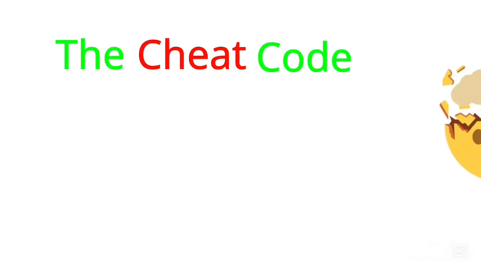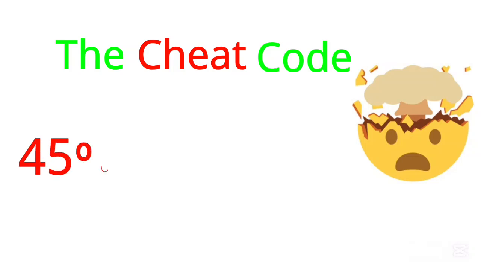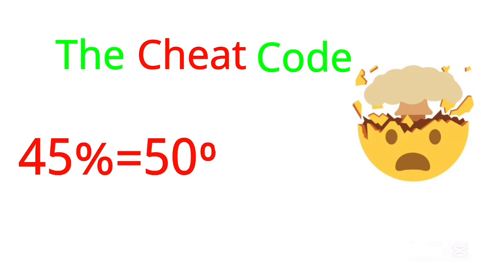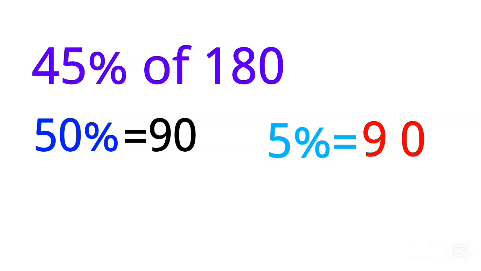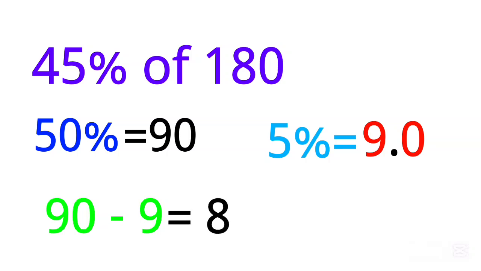Finally, the pro move, 45%. It looks impossible, but we're going to hack the math. We don't calculate 45. We calculate 50 minus 5. 45% of 180? Step 1. Get 50%. That's just half. Half of 180 is 90. Step 2. Jump the decimal to find 5%, which is 9.0. Step 3. Subtract. 90 minus 9 is 81.